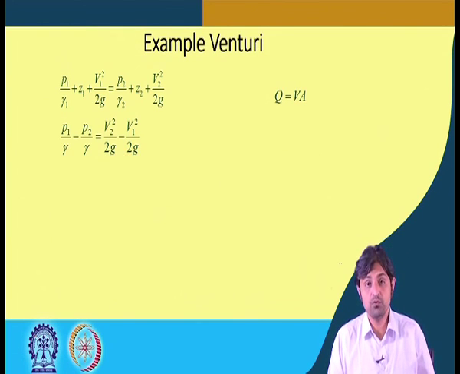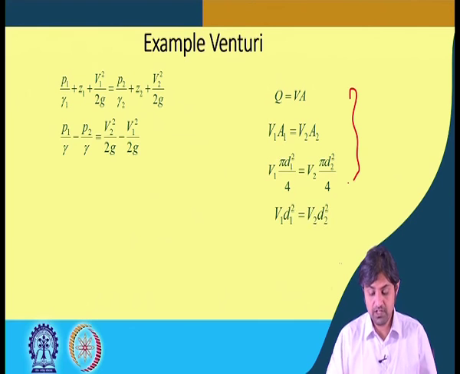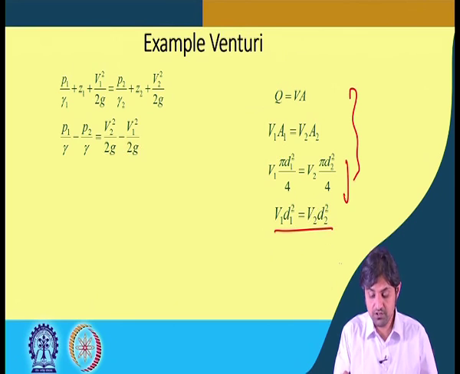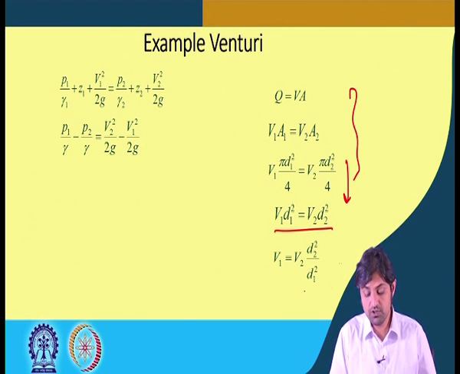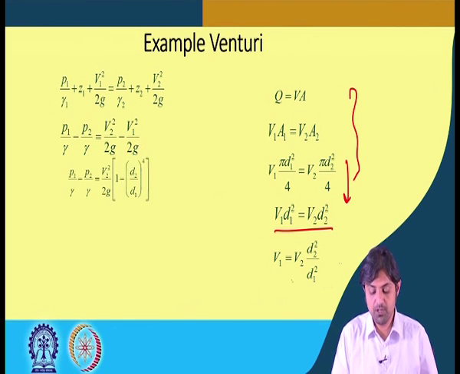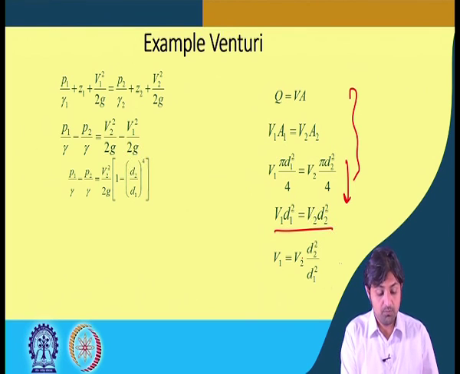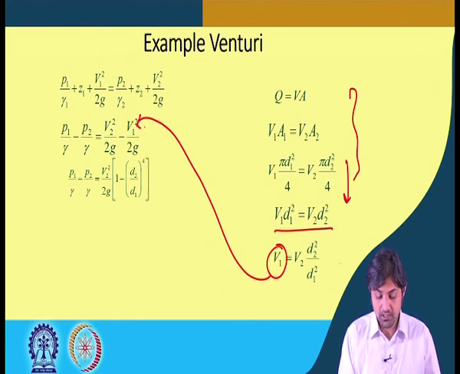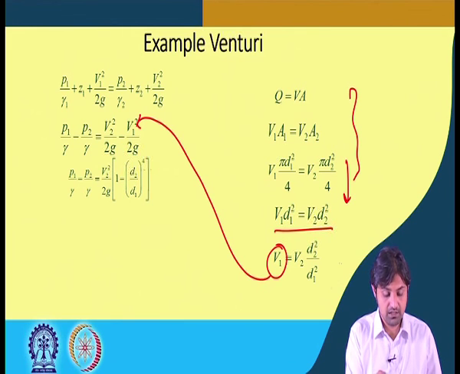And Q is equal to velocity into area. V1A1 is equal to V2A2. So V1 pi D1 square by 4 is equal to V2 pi D2 square by 4. So V1 D1 square is equal to V2 D2 square. So V1 will be equal to V2 D2 square by D1 square. Normally we know D1 and D2, so there is a relationship obtained between V1 and V2. So putting V1 in terms of V2, instead of V1 obtained from here, we can put here, and therefore we can get this equation here.